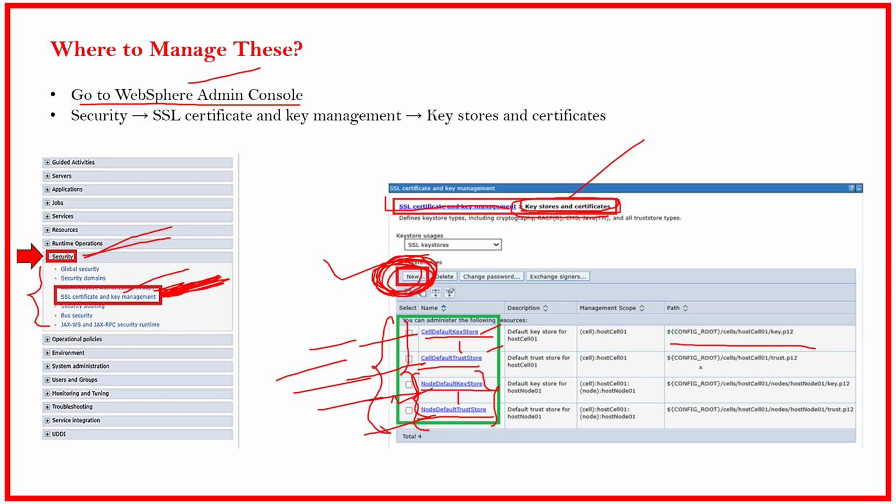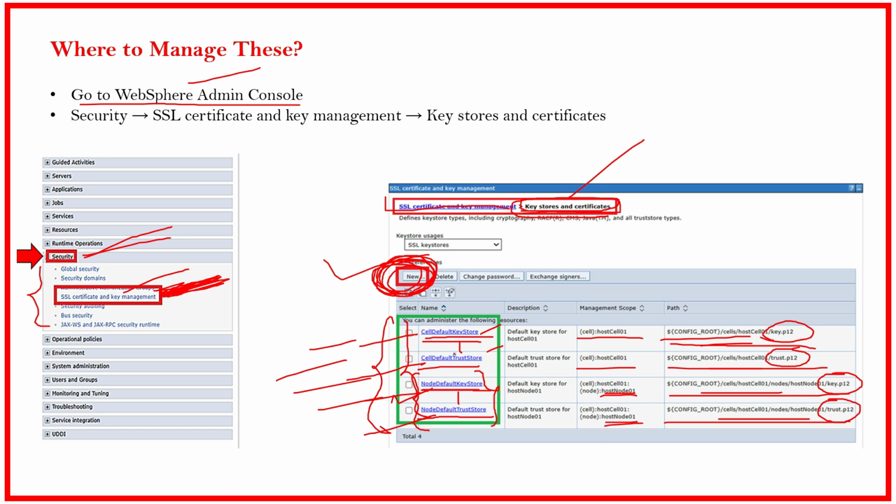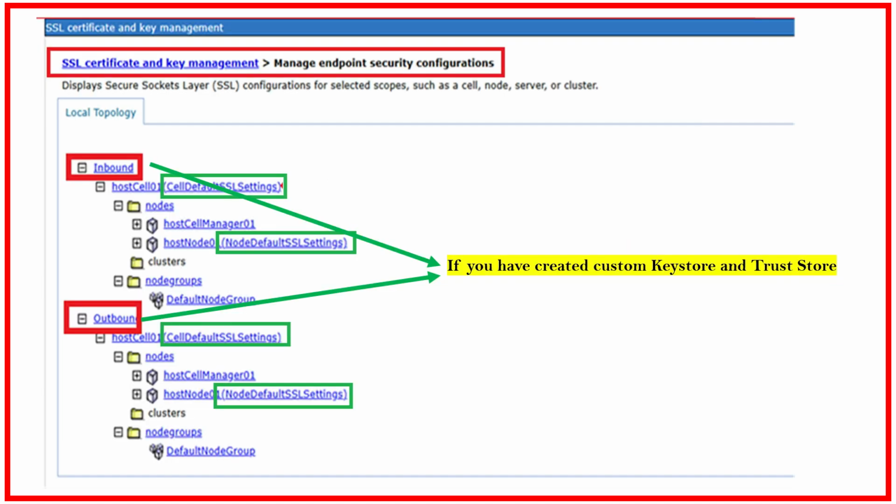And this is the default location or name of your stores. So for the cell default key store, this is the name, and this is the location. This is the name of your cell default trust store. This is the name of your node level key store and node level trust store in the file system where you create your profiles, right? And here it is showing the scope. What is the scope of this one? When we are in the node default key store, the scope is the node host level, and when we are in the cell, the scope is the cell level, right? So this is the default store, and this is the option to create new stores.